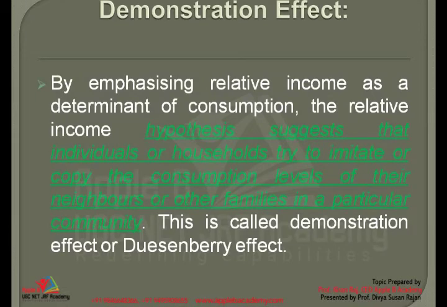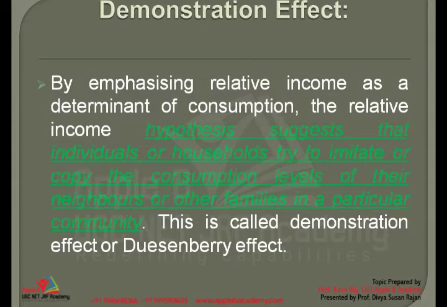So based on this, Duesenberry had actually come up with two effects to explain these. Based on the relative income hypothesis, Duesenberry emphasized two important effects on the basis of which he tried to explain the consumption theory. The first one he classified as the demonstration effect, and the second one he classified as the ratchet effect.